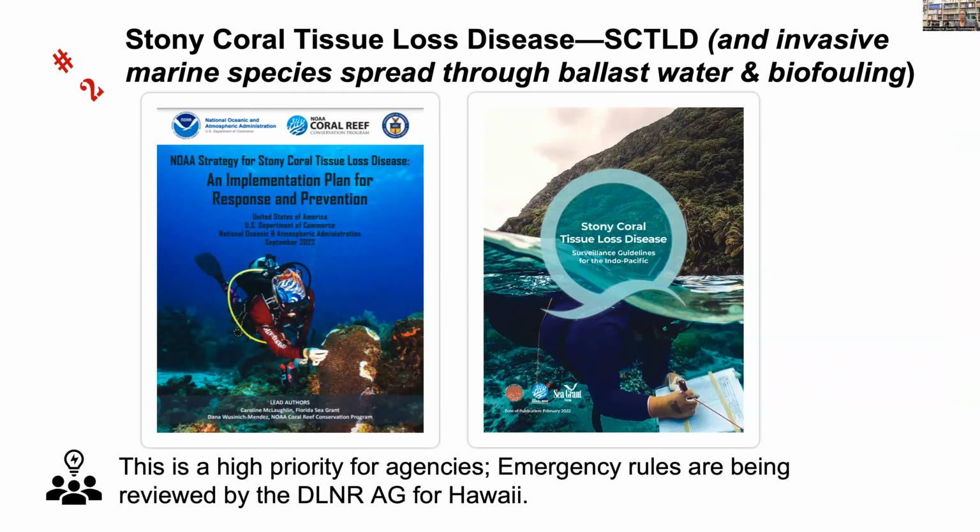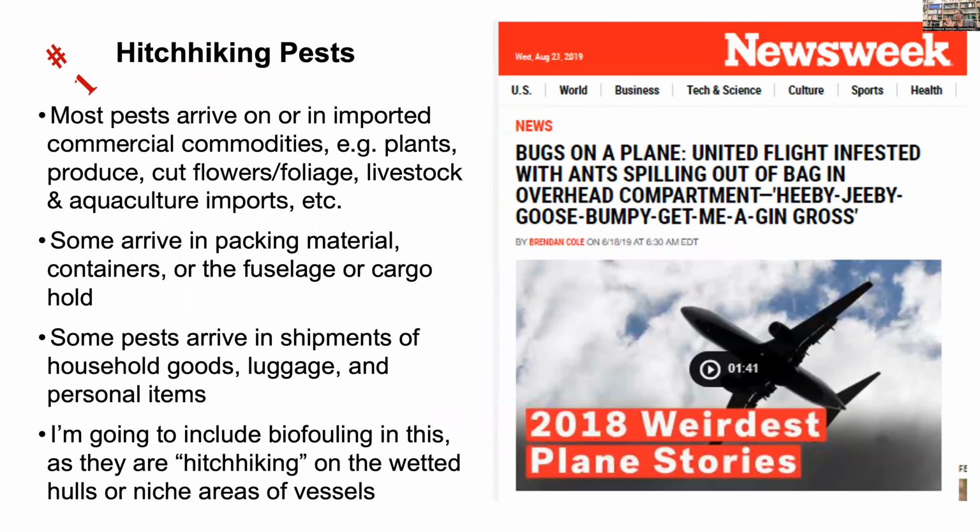I think the only high point is that it's a priority for agencies. All right, not everybody knows about it in Hawaii. I think it's been very quiet here. But DLNR does know about it. Emergency rules are being prepared and reviewed by the AG to stop ships from discharging ballast water in Hawaii. Ships from that region, not all ships.